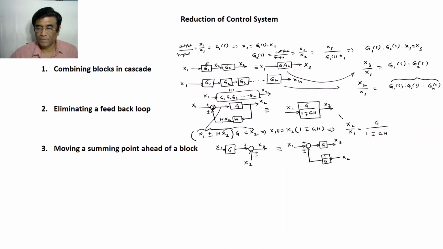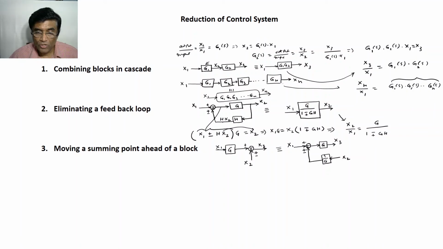Similarly, moving a summing point ahead of a block. So you see, suppose I have a summing point here. This is the input signal, this is the transfer function, this is output signal x2, and this is another signal which is coming from somewhere through a feedback loop. If this junction point requires to be here, then what changes will be there? You will have to feed x2 back through 1 by g instead of g. Say this is equivalent, right?